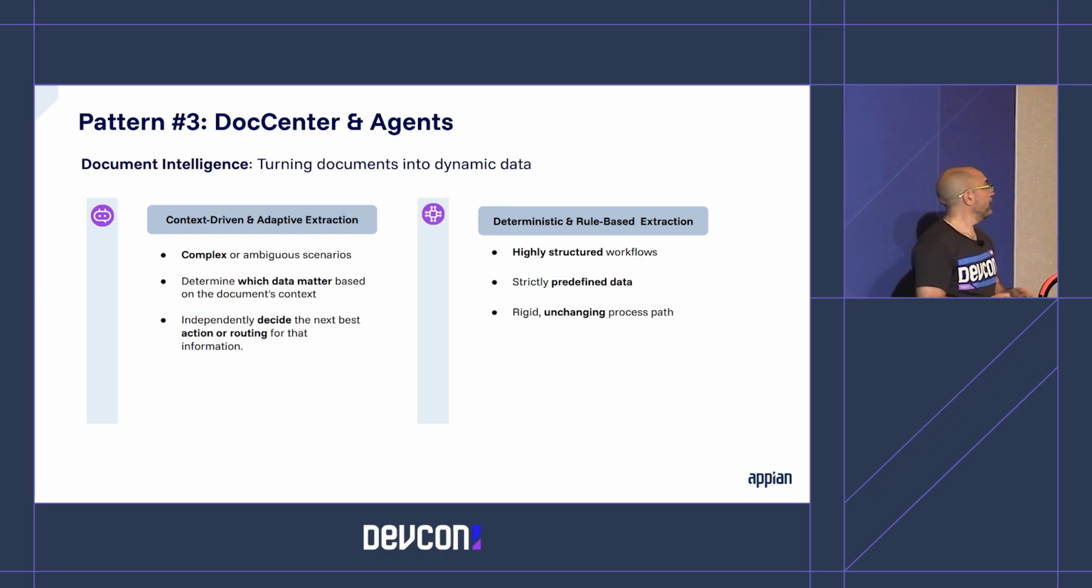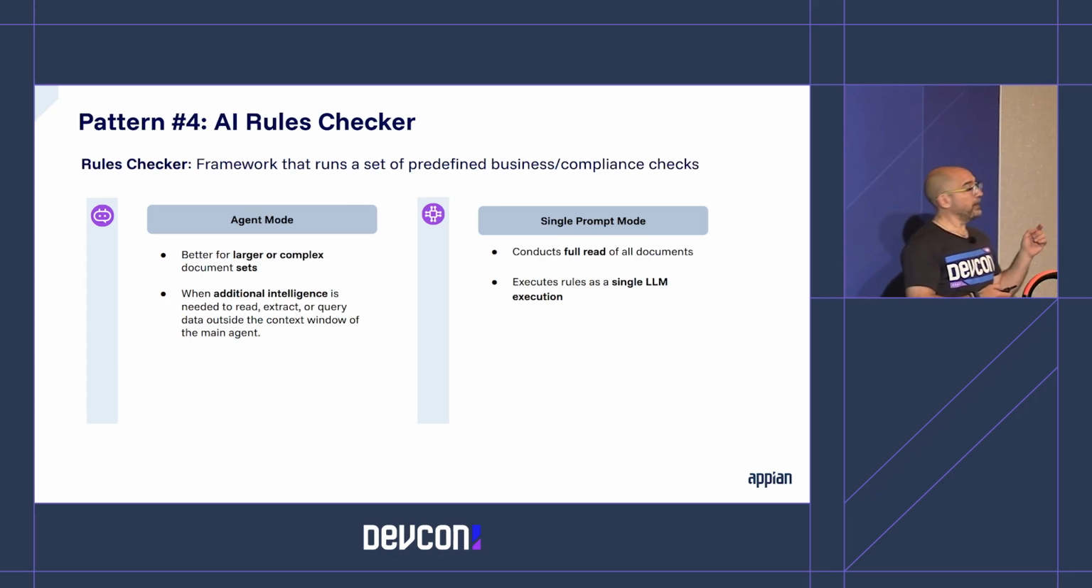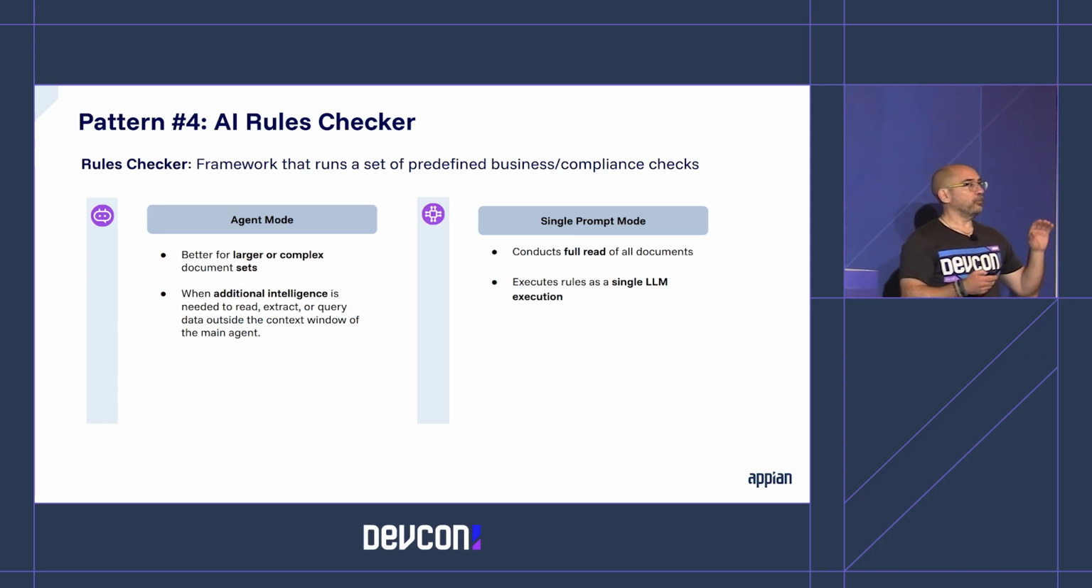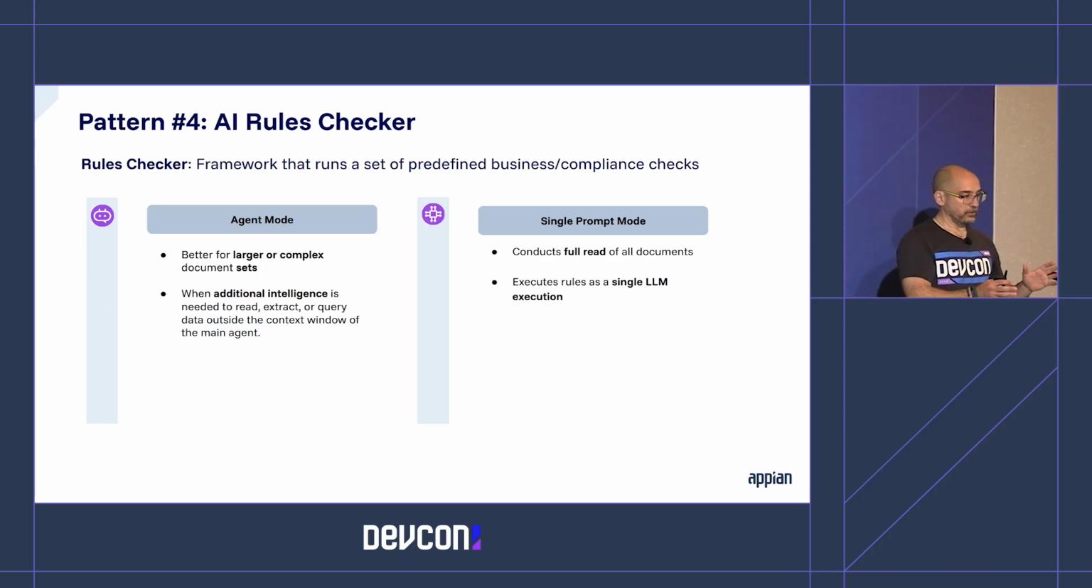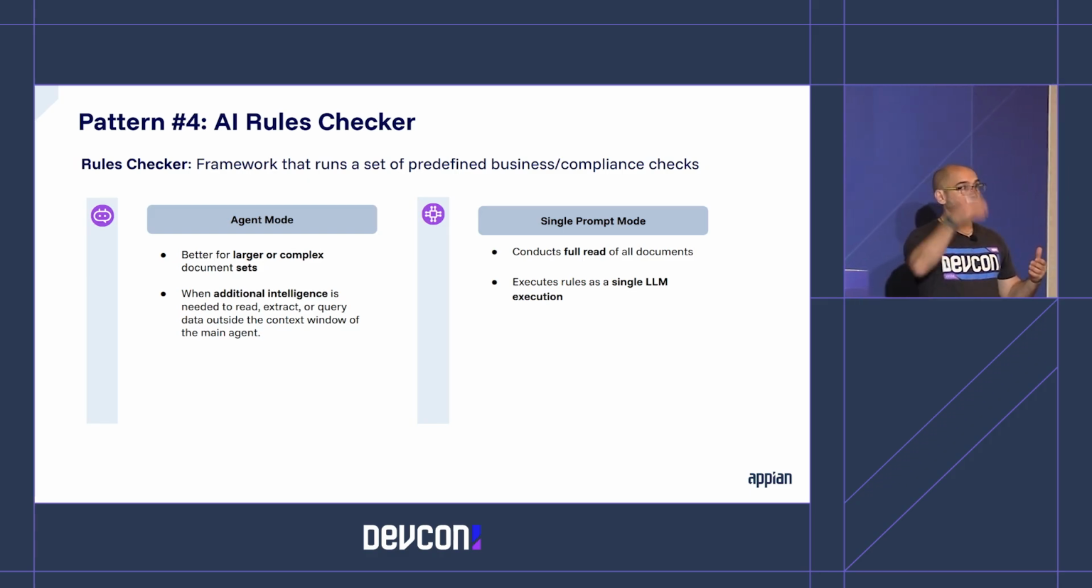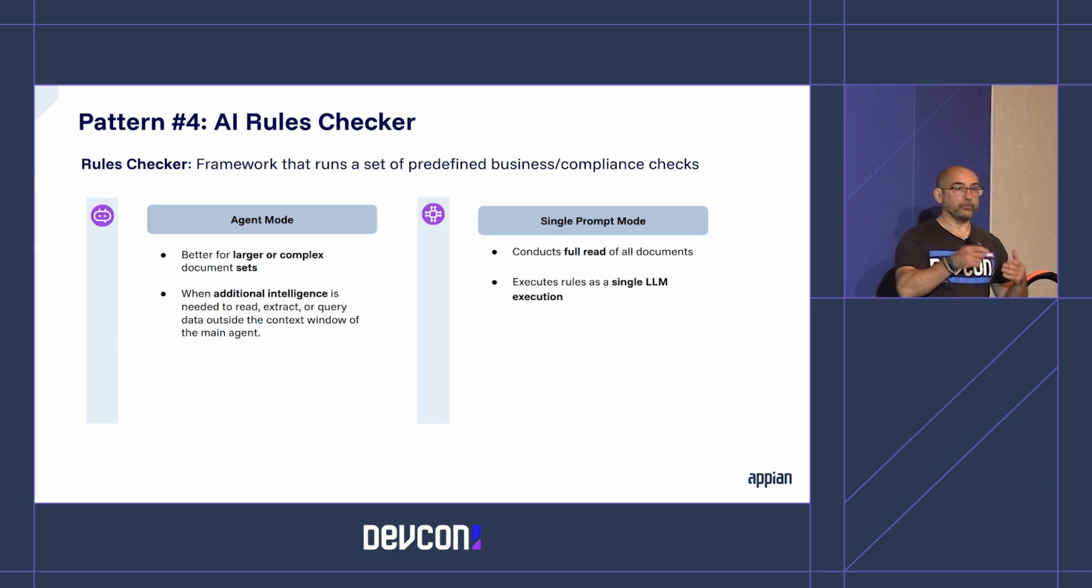Okay? The fourth pattern is the AI rules checker. We see this a lot. We usually have a set of information, usually a document, and we want to know if the document passes a set of rules, and to decide if the rules match the document or not. So let's say that rule number 1 passed, rule number 2 failed.